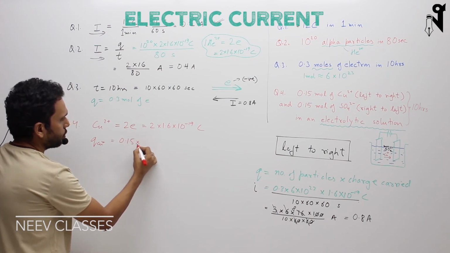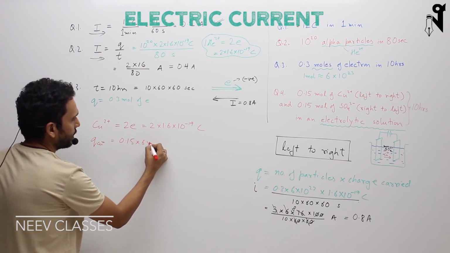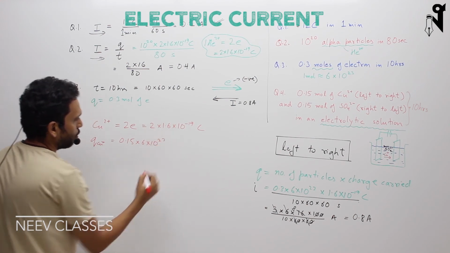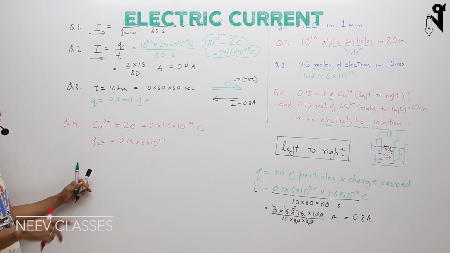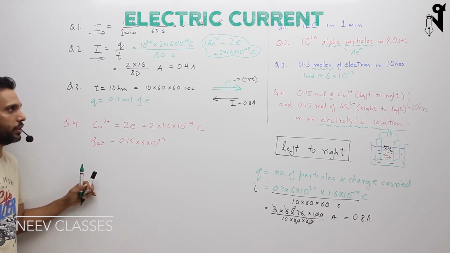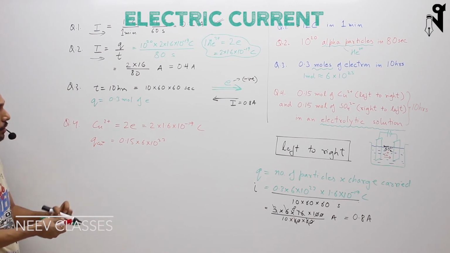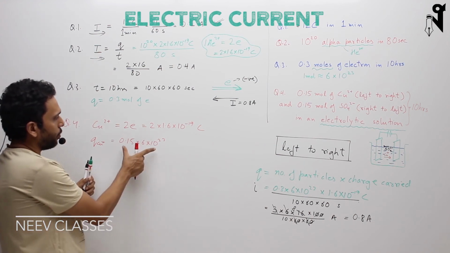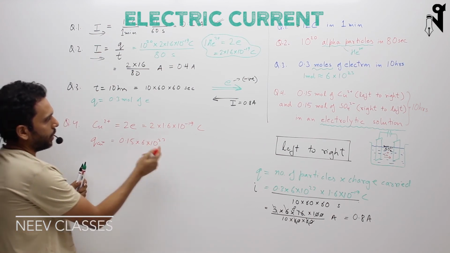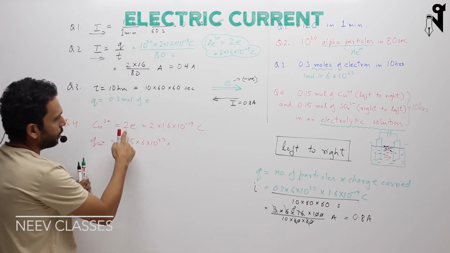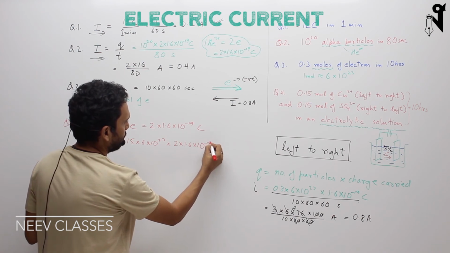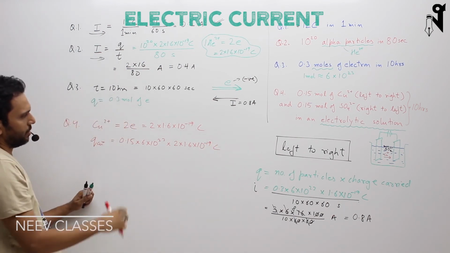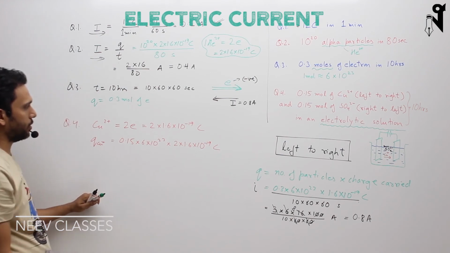0.15 moles, meaning 0.15 into 6 into 10 power 23 roughly. Mind you, I'm not using the exact value of the moles over here because we are doing a bit of rough calculation and just getting into the concepts of these questions. So that's the total number of copper ions given to you, and each copper ion has 2e charge, which is 2 into 1.6 into 10 power minus 19 coulombs. So that's the key. I hope you've got the total charge right.